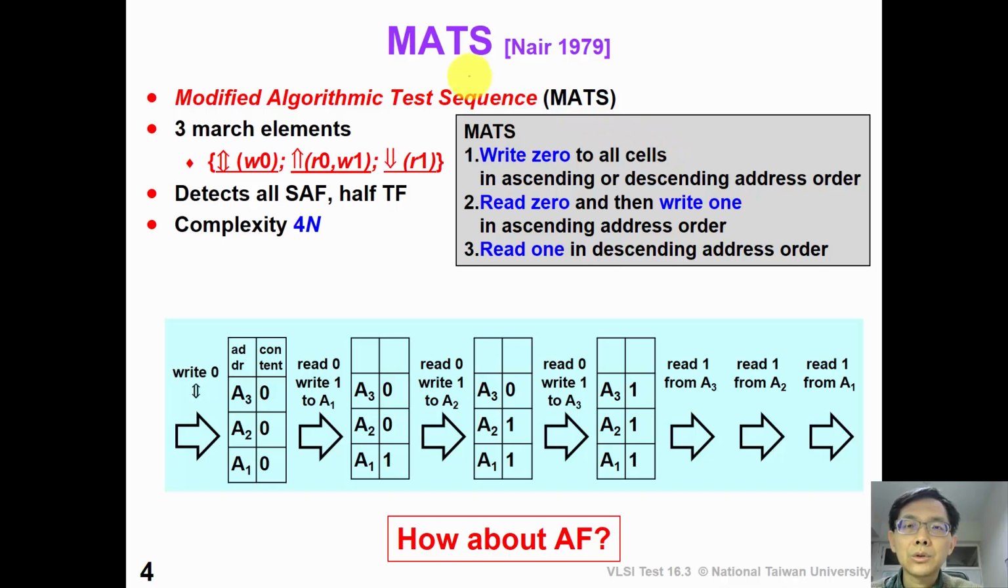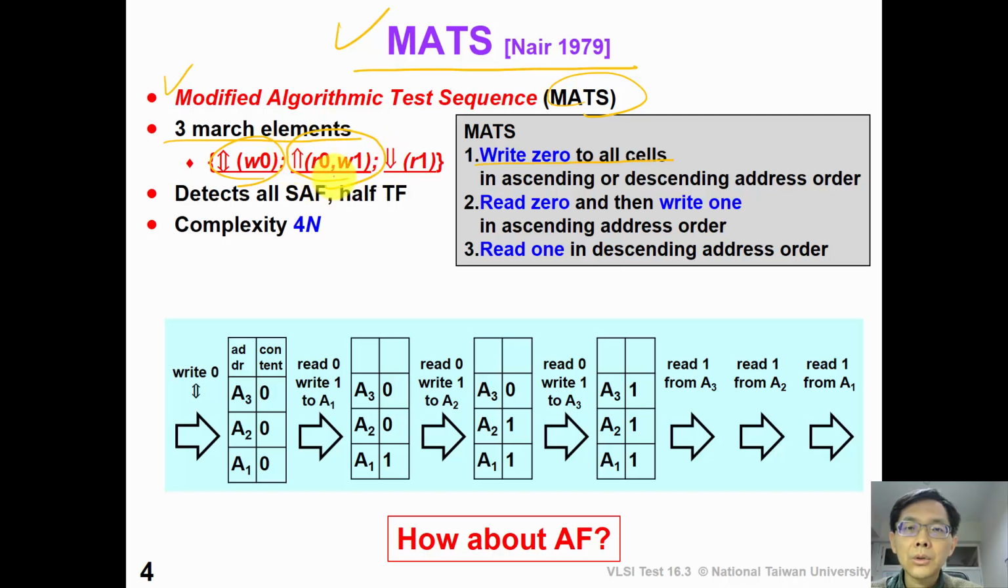Okay, now let's introduce the first March test algorithm, the MATS algorithm, proposed in 1979. The full name is Modified Algorithmic Test Sequence, or MATS. The MATS algorithm contains 3 March elements. In the first March element, we write 0 to all the cells. It can be either ascending or descending address order.